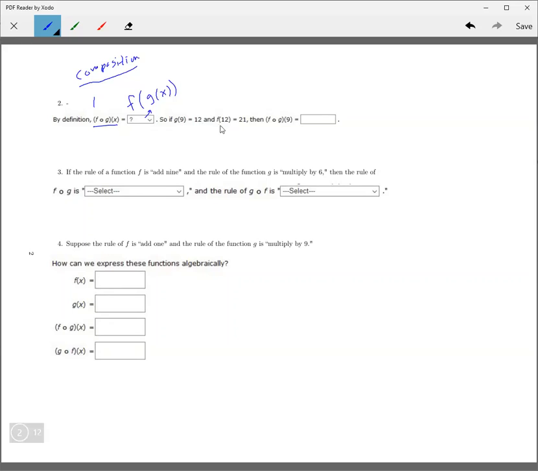Okay, so if g of 9 is 12 and f of 12 is 21, then f of g, again, you do it this way, f of g of 9. You start with the innermost one and you evaluate that first. So g of 9, it says g of 9 is 12. So that's going to be f of 12 right there. And then it says that f of 12 is 21, so that's going to be the answer, 21.